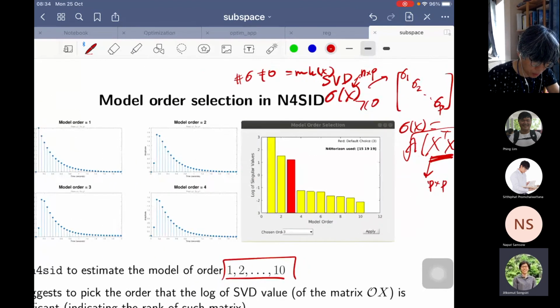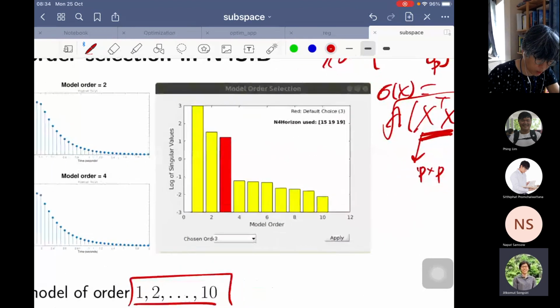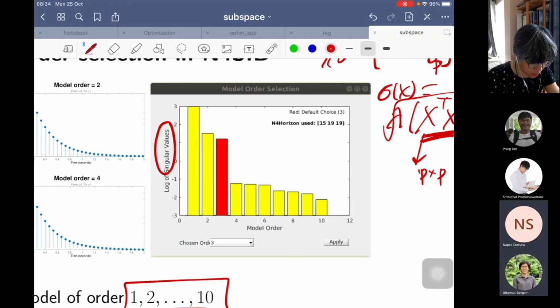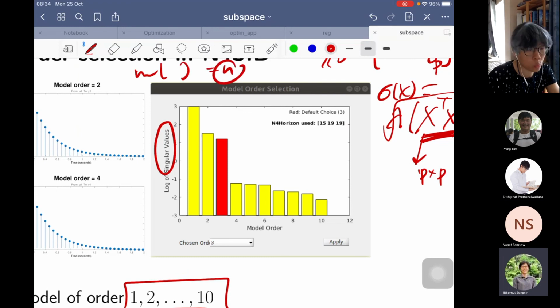To explain this plot, there's going to be a fact that I will explain in the concept of the subspace method: this singular value is from a matrix, and the rank of that matrix is associated with the model order n.